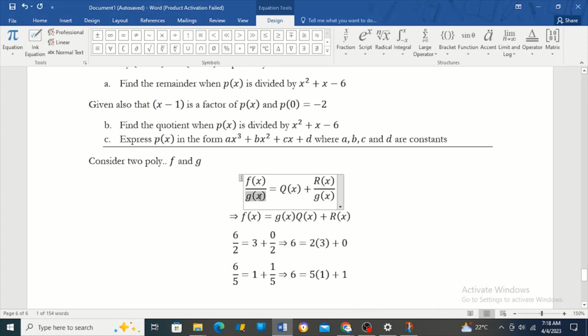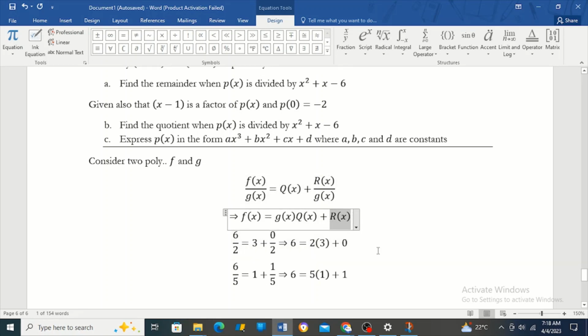That's the very thing. If my g of x is a factor of my f of x, then my remainder will clearly be 0. So I'm just going to get f of x equal to the product of its factors, g of x times q of x. But when the remainder is not 0, then g of x is not a factor.